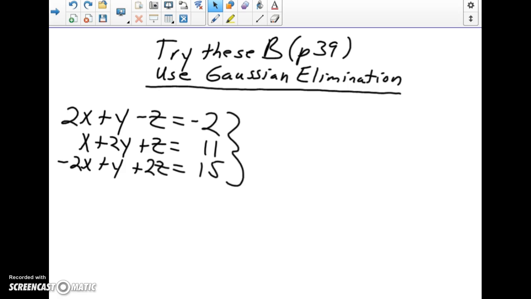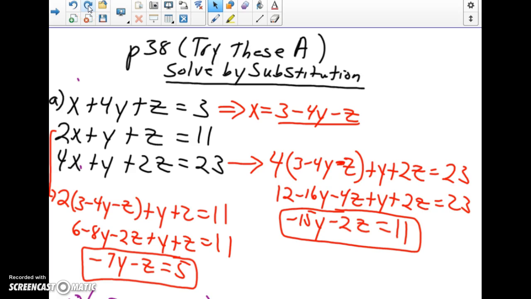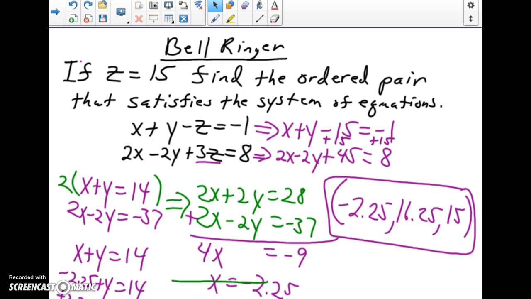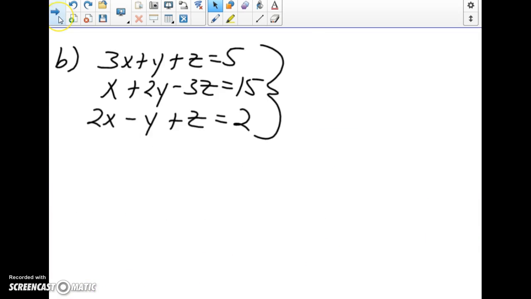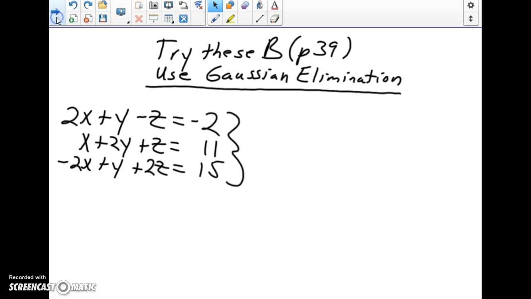Okay, so you get 2 of the 3 equations to get rid of one of the variables. So here, we're going to use this one, and we're going to use this one, okay, to get rid of the x. Make sense?